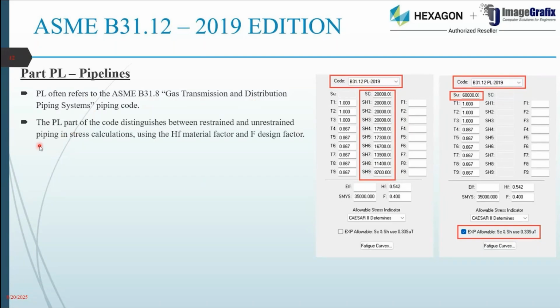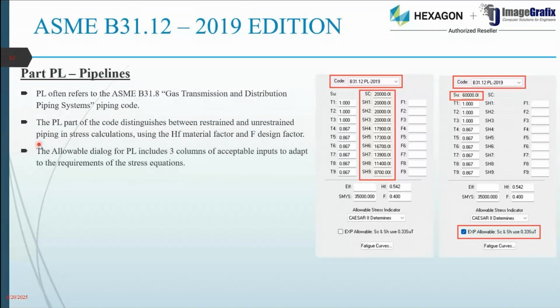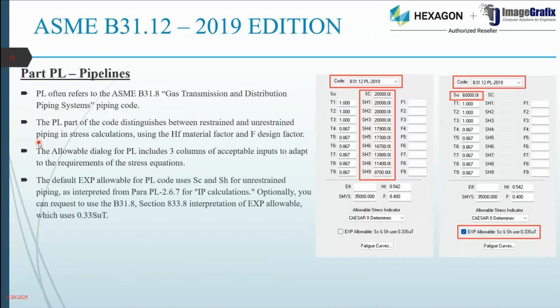The PL part of the code distinguishes between restrained and unrestrained piping in stress calculations, using the Hf material factor and the F design factor. The allowable dialog for PL includes three columns of acceptable inputs to adapt to the requirements of the stress equations. The default expansion allowable for the PL code uses SC and SH for unrestrained piping, as interpreted from paragraph PL-2.6.7 for IP calculations.